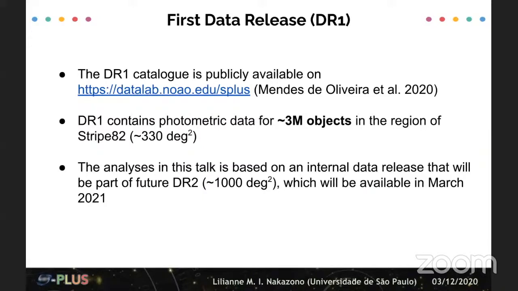This internal data release will be part of the future DR2, which will have observations for about 1,000 square degrees. And this DR2 will be available in March 2021.